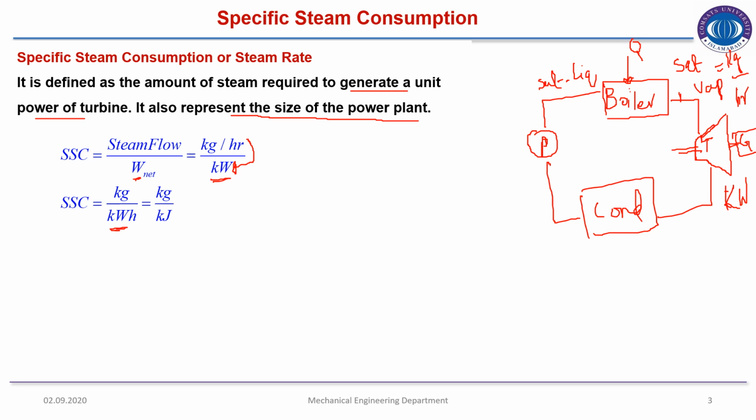So usually, as you know, if you look at the electricity bill of your house, the units that are consumed within a month are shown on the bill in terms of kilowatt hours. So that is the amount of power generated by the turbine when a certain mass of steam is flowing through it. The unit of SSC or specific steam consumption is kg per kilowatt hour or kg per kilojoule.